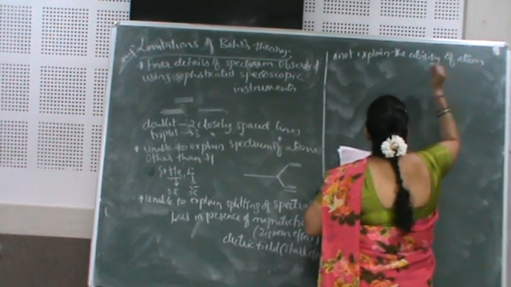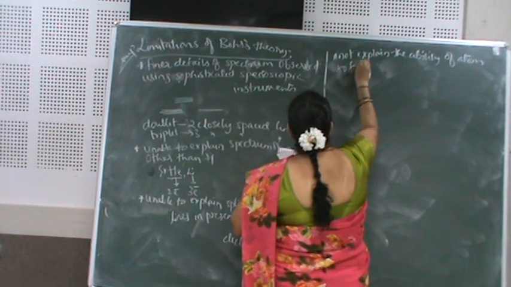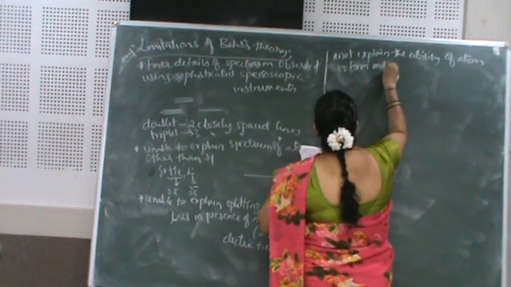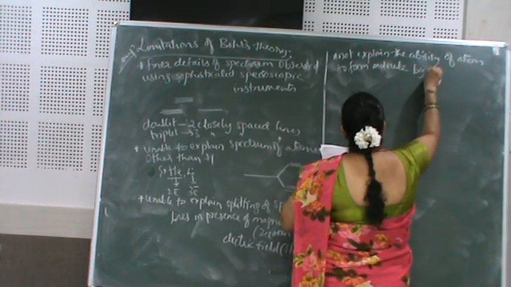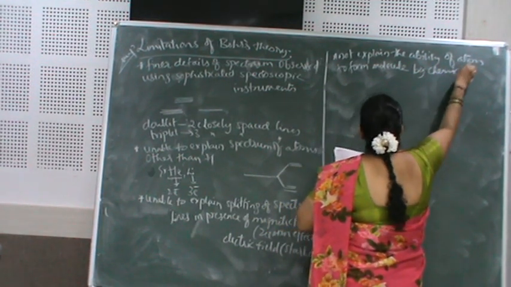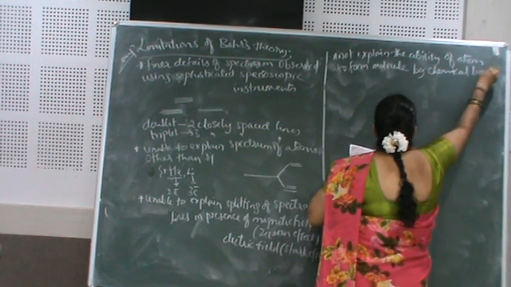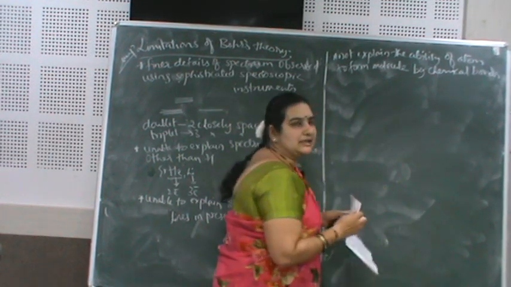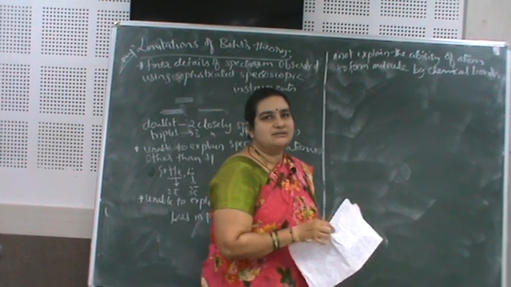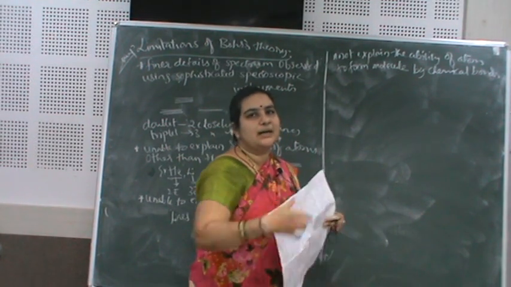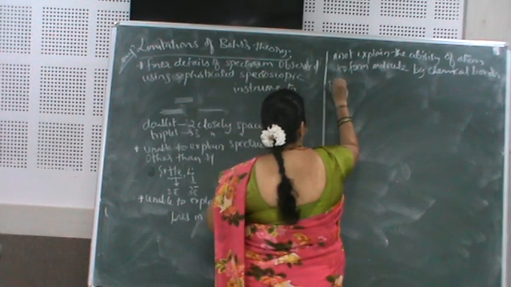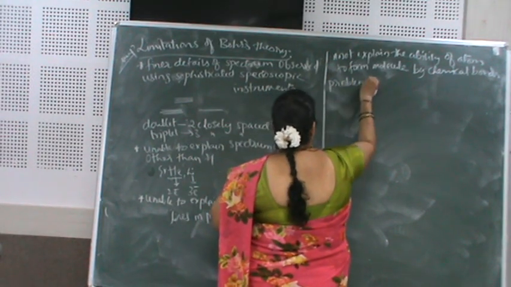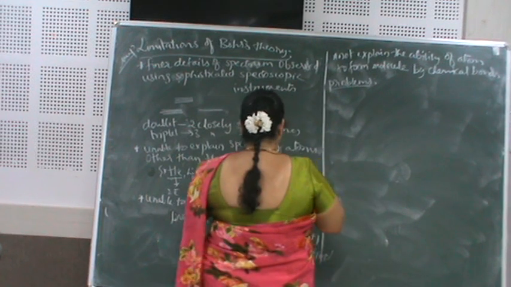To form molecules. Bohr's theory does not explain the ability of atoms to form molecules by chemical bonds, that is, how the chemical bonds are going to join between the atoms to form the molecules. This concept cannot be explained by Bohr's theory. Now let us move to the problems which are under the merits of Bohr's theory.